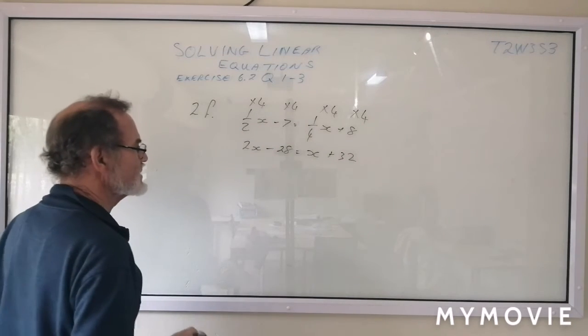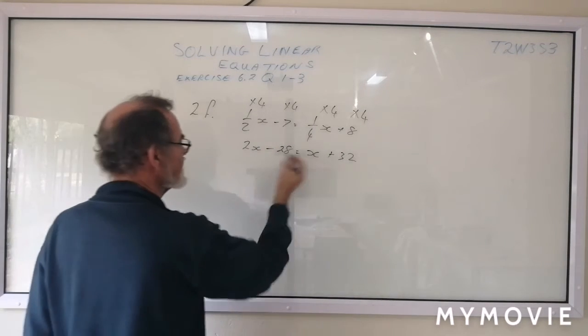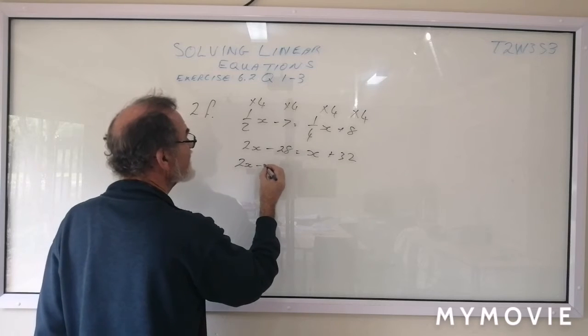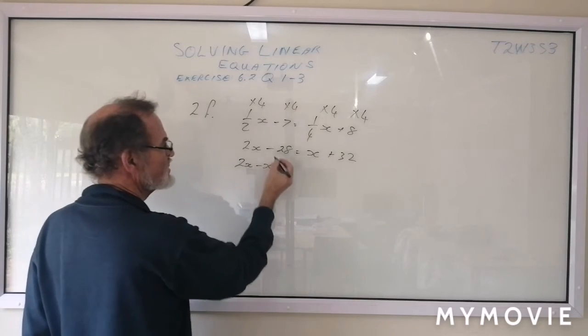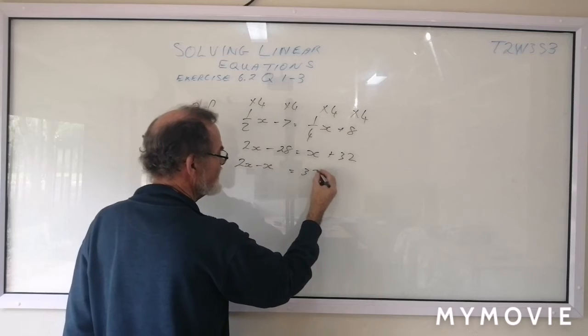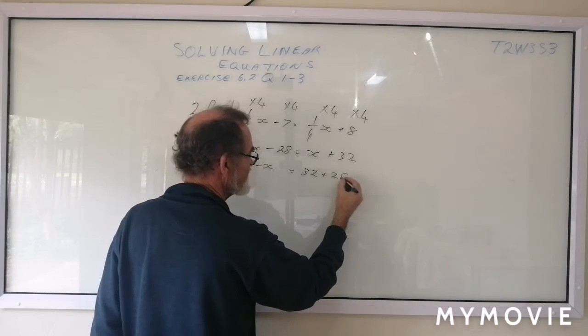Right, okay. We're going to subtract x from both sides. So we're going to have 2x minus x. And we're going to add 28 to both sides. So we're going to have 32 plus 28.